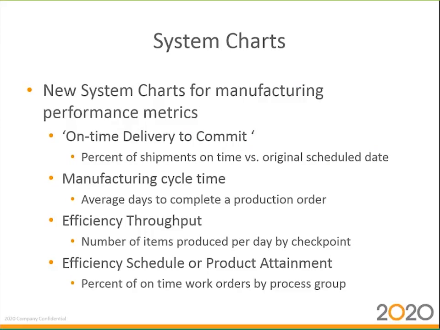We have added some new system charts that are manufacturing related, so things like percent of shipment on time versus the original date, average days to complete a production order, and so on. Those are system charts that, if you have the BI module, you have automatic access to.